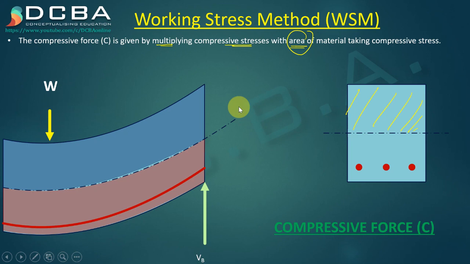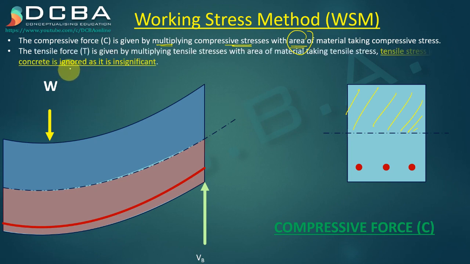Let us see the similar statement for tensile force. The tensile force T is given by multiplying tensile stresses with the area of material taking tensile stress, and tensile stress in concrete is ignored as it is insignificant. So again, in the previous lecture I told you that even though this section lies in the tension zone, it is concrete and it is not going to take tension. The only area that is taking tension is steel, this area. Right? So again, in this statement we have found the area.